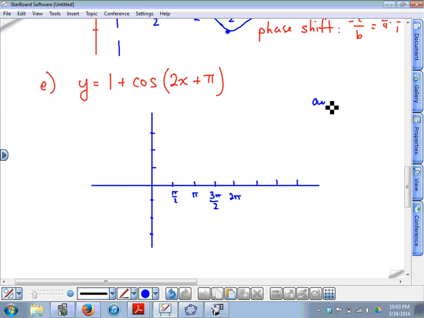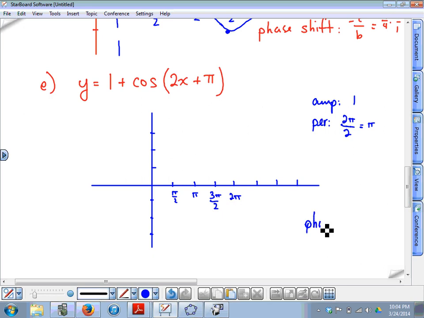So we're taking a look, the amplitude is 1. Not because of this one right here. Remember, the amplitude is the coefficient that's multiplying the trig function. This, since it's adding outside of the trig function, is just a vertical shift up 1 unit. The period is 2 pi divided by, in this case, 2. So the period is pi.